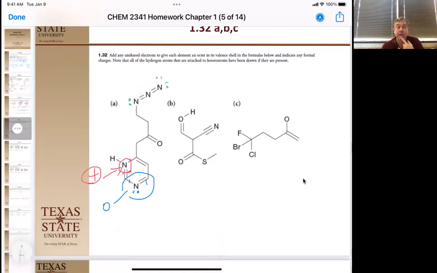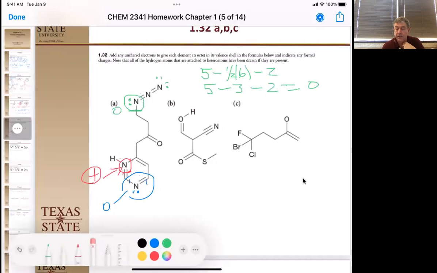Okay, so now we have to calculate formal charge for each of those nitrogens. So let's start with this one down here. We have 5 electrons in the valence shell. We have 1, 2, 3 bonds, so 1/2 of 6 electrons, minus the lone pair, which is 2. So that's 5 minus 3 minus 2 is equal to 0. So this first nitrogen has 0 formal charge.